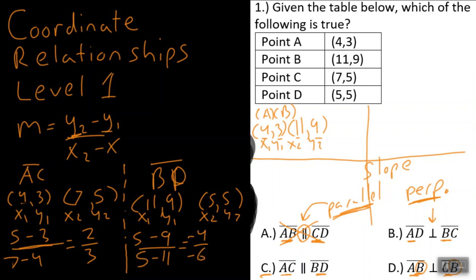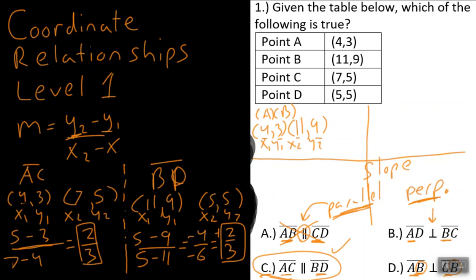You might be tempted to stop here and say, wait a second, these are different, these can't be parallel. But make sure that you actually reduce this, because a negative divided by a negative is a positive, and 4 and 6 can both be divided by 2. 4 divided by 2 is 2, and 6 divided by 2 is 3. And wait a second, BD has a slope of 2 over 3, and AC has a slope of 2 over 3. Since they're the same slope, we know that they are in fact parallel. So C should be our answer.